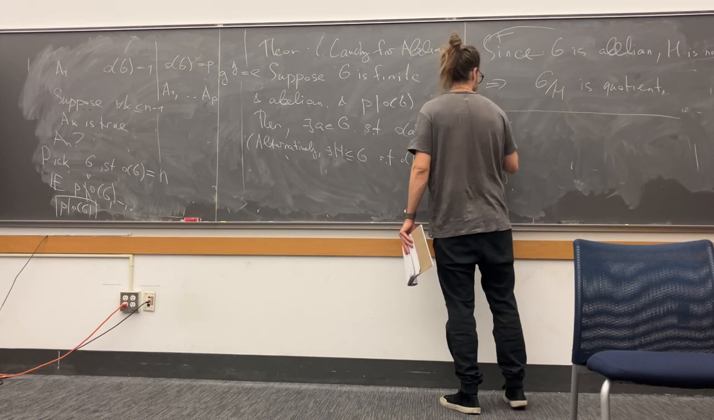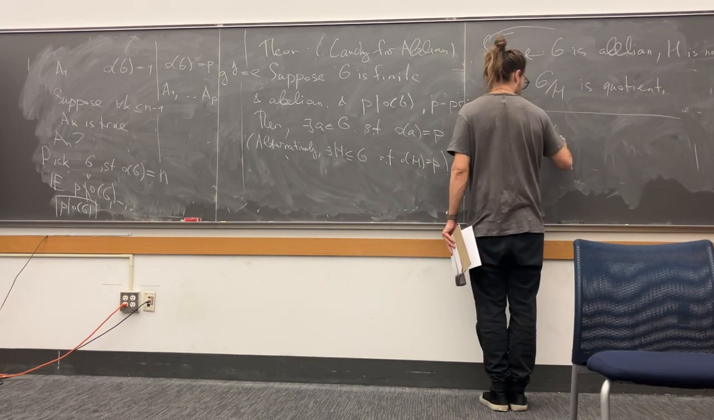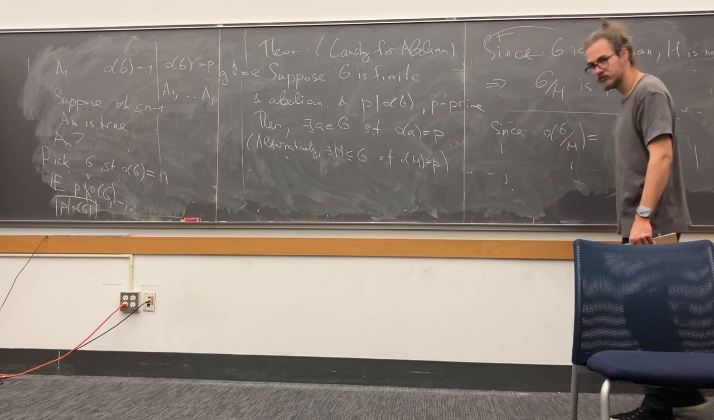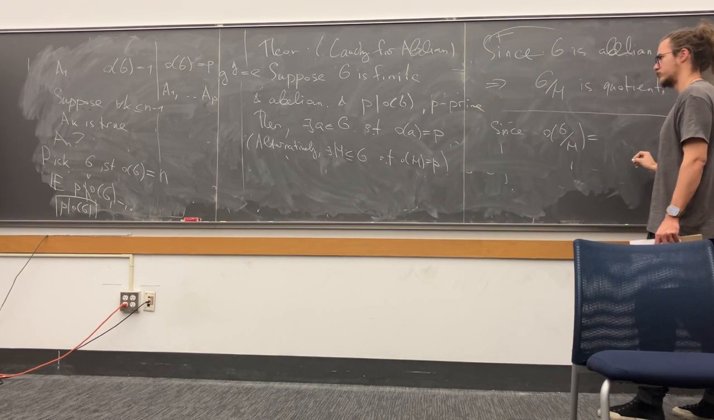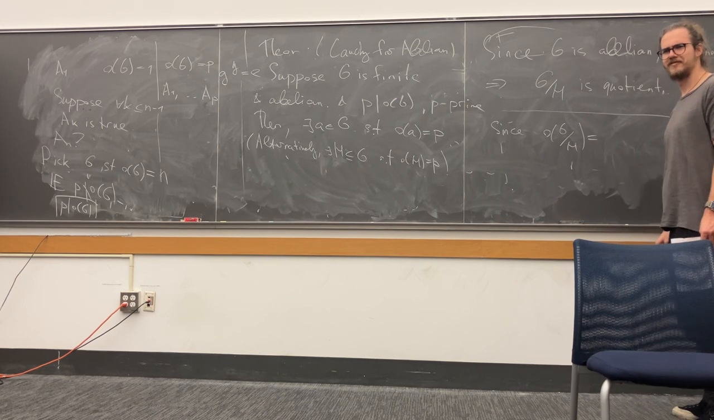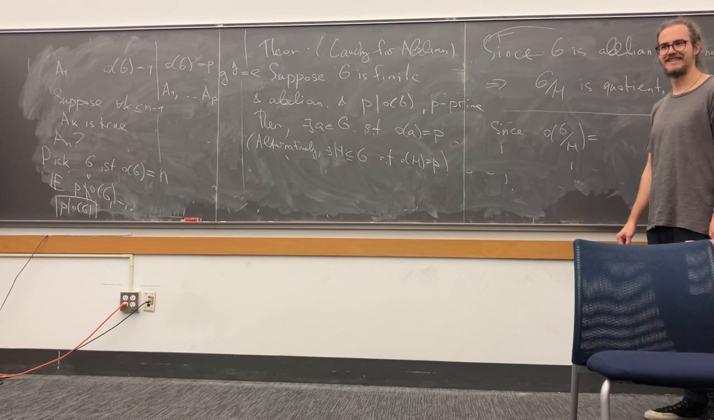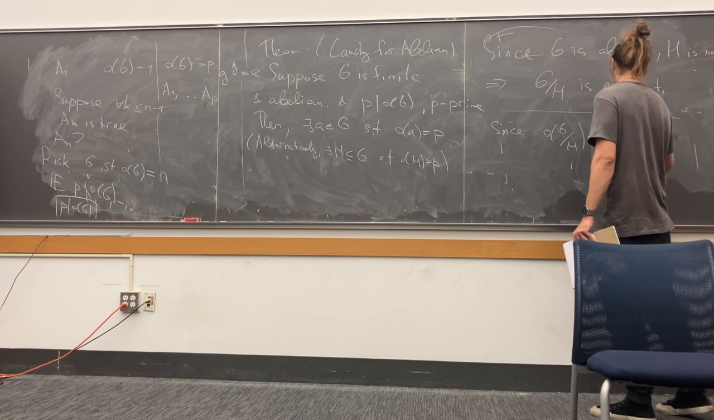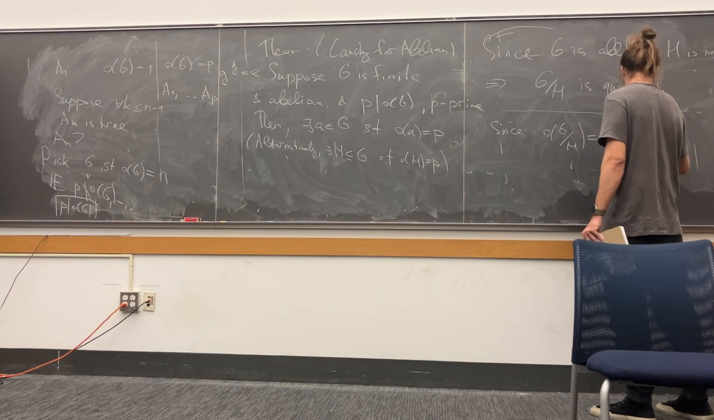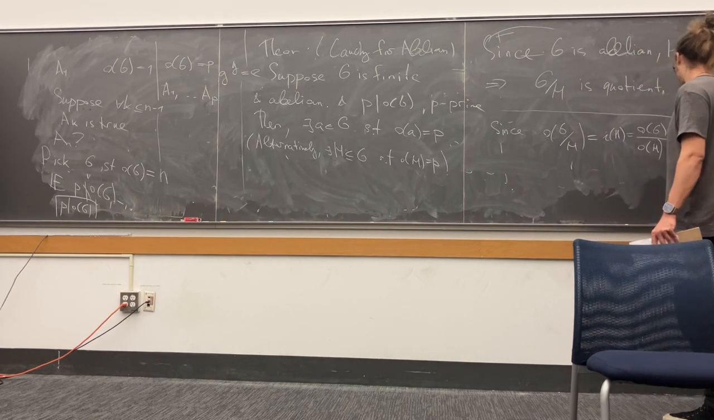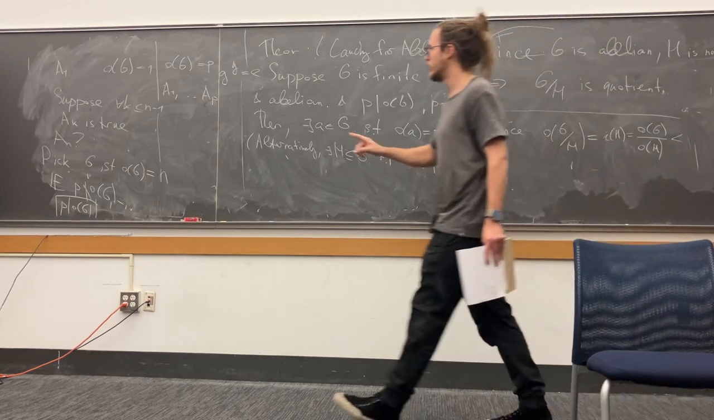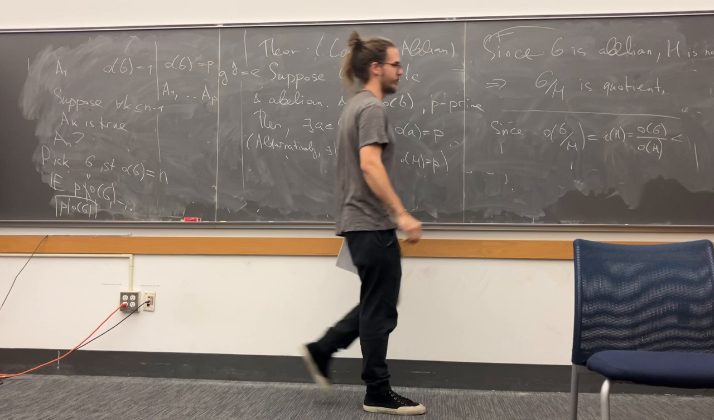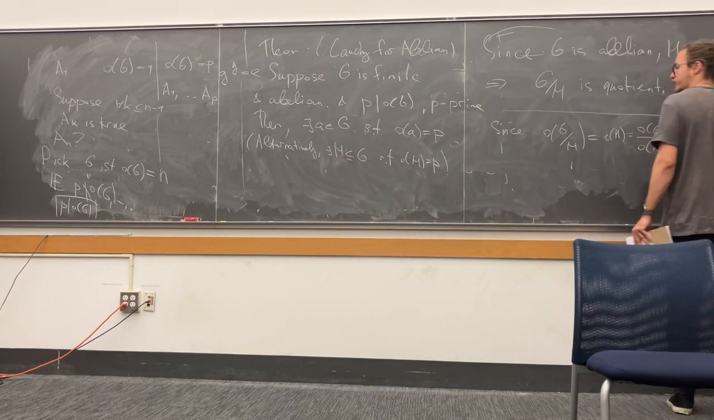Since the order of a quotient group is what? What's the order of a quotient group? The H. No. How many right cosets are there? The index. The index of H, or otherwise, the order of G divided by the order of H. This is strictly less than n. Right, we assume that G has order n. This is strictly less than n.